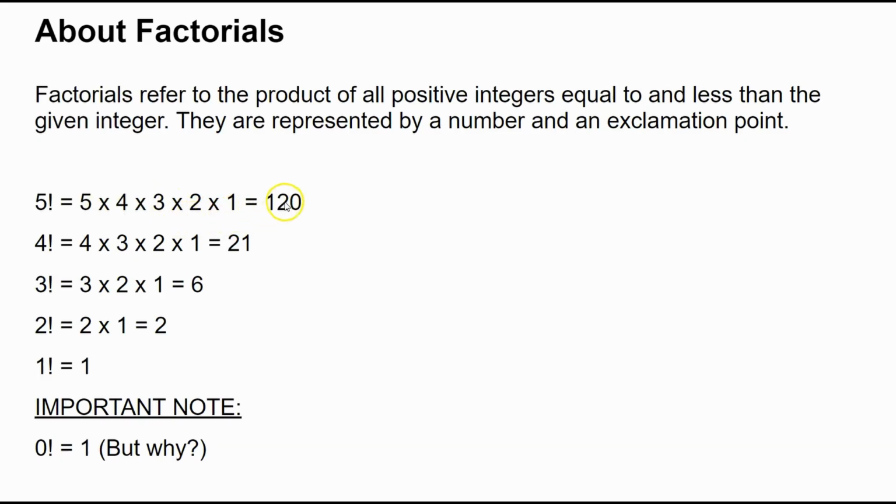Multiply that all together and you get 120. Likewise, with 4 factorial, it's the same thing, but you start with 4 and then work your way down to 1. And I just realized that is not correct. That's 21.